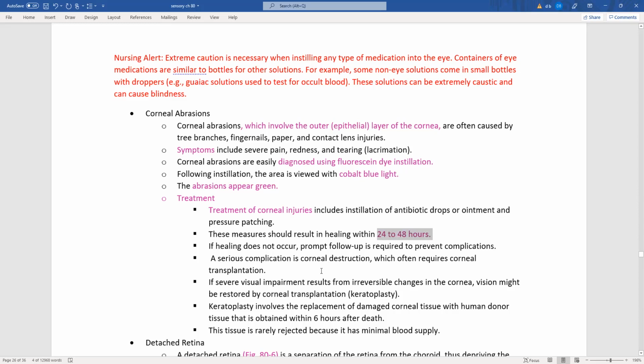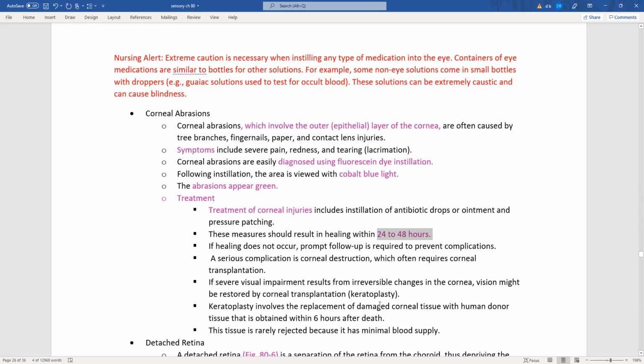A serious complication is corneal destruction, which often requires corneal transplantation. That's bad. If severe visual impairment results from irreversible changes in the cornea, vision might be restored by corneal transplantation, which is keratoplasty.